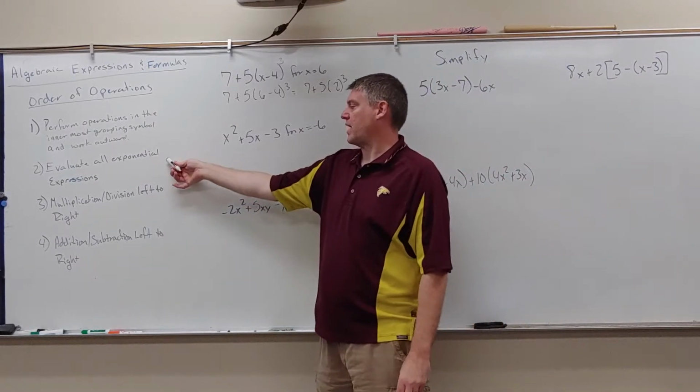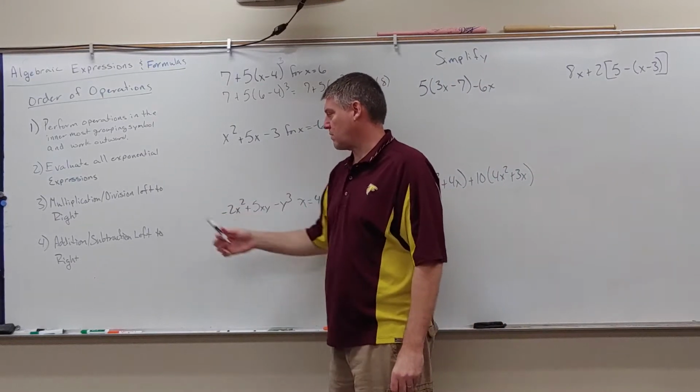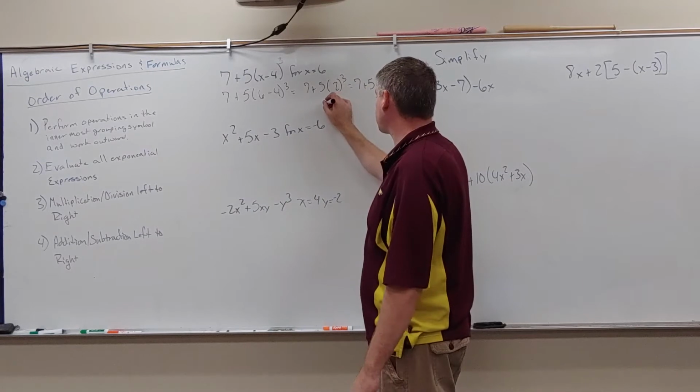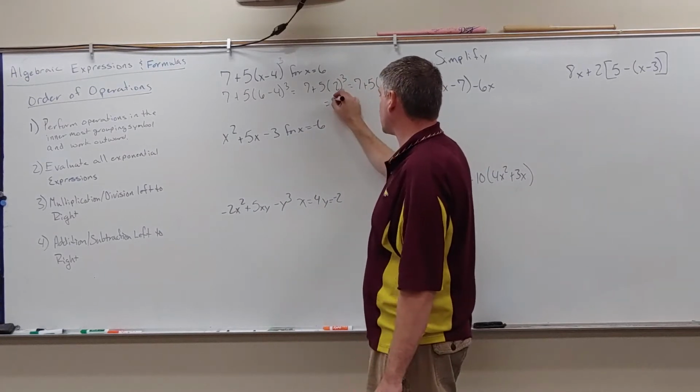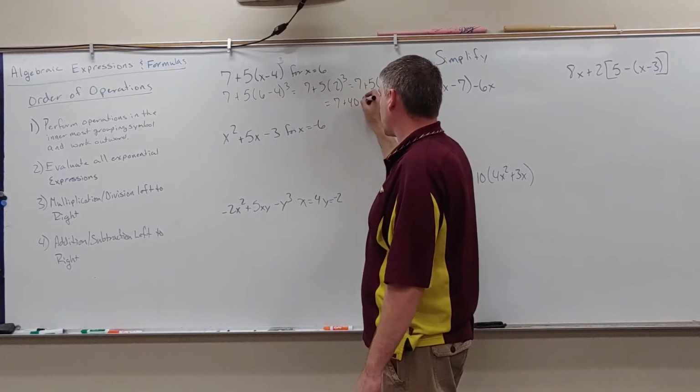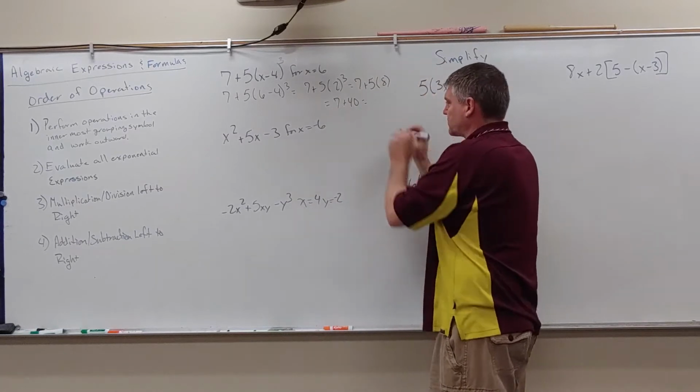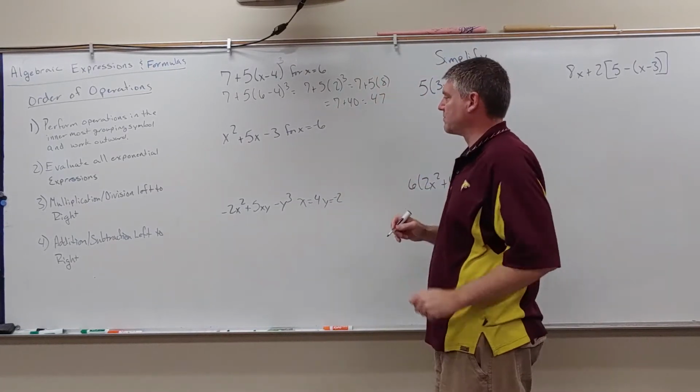Now I've done all my exponents. I'm going to do my multiplication. So 5 times 8 is 40. And then I do addition. 7 plus 40 is 47.